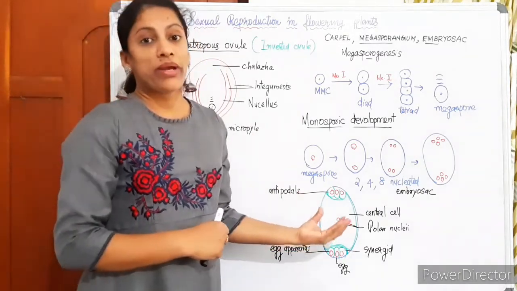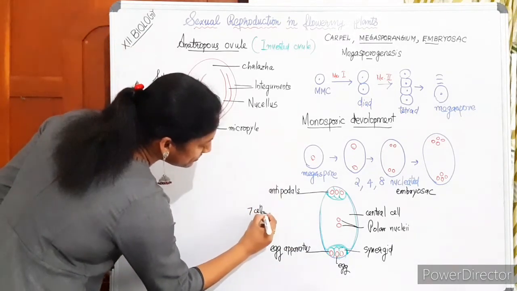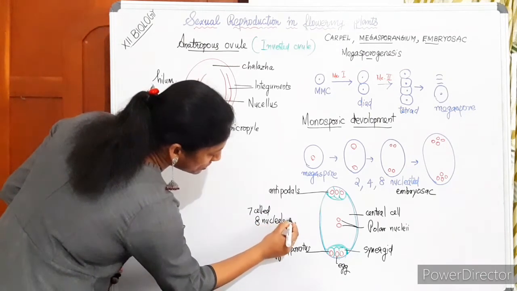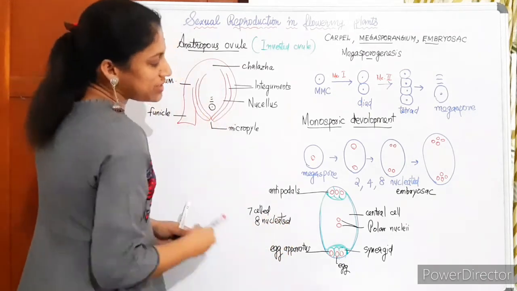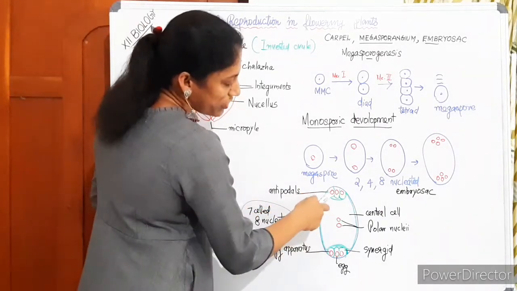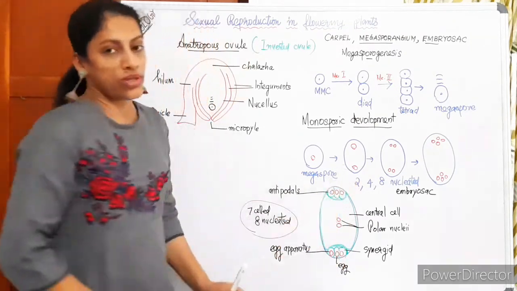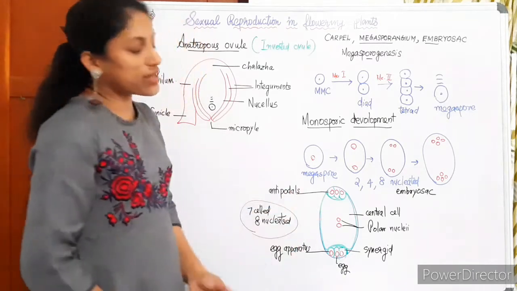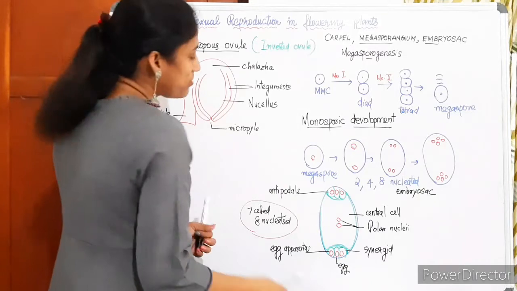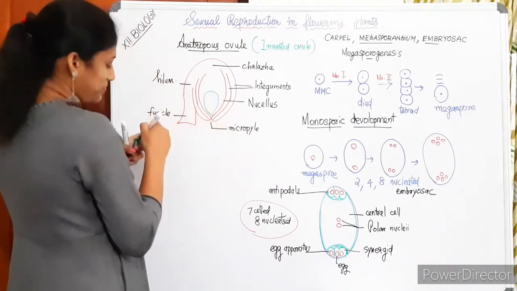This is the structure of a mature embryo sac. It is called 7-celled, 8 nucleated. Typically, a mature embryo sac is 7-celled and 8 nucleated. You can see 1, 2, 3, 4, 1, 2, 3, 4, 5, 6, 7. 7 cells but 8 nuclei. So, mature embryo sac is 7-celled, 8 nucleated. This type of structure will be formed here. So, at the micropylar end, this type of structure is formed.